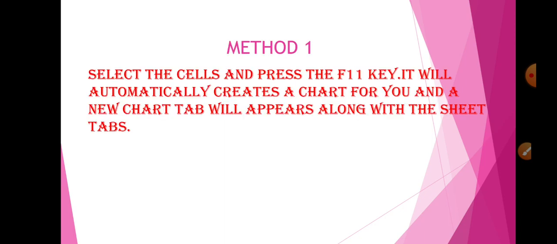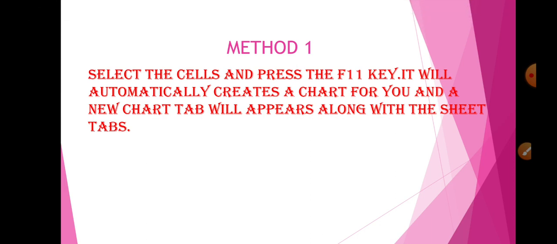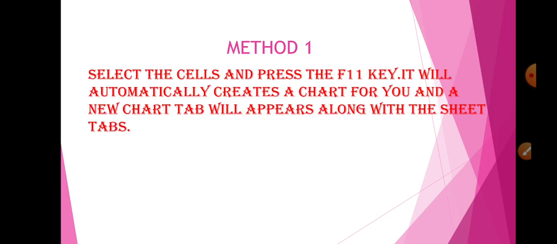Method 1. Select the cells and press the F1 key. So now, creating charts, there are two methods. First is method 1 and second is method 2. Method 1: select the cells and press the F1 key. It will automatically create a chart for you, and a new chart tab will appear along with the sheet tabs.